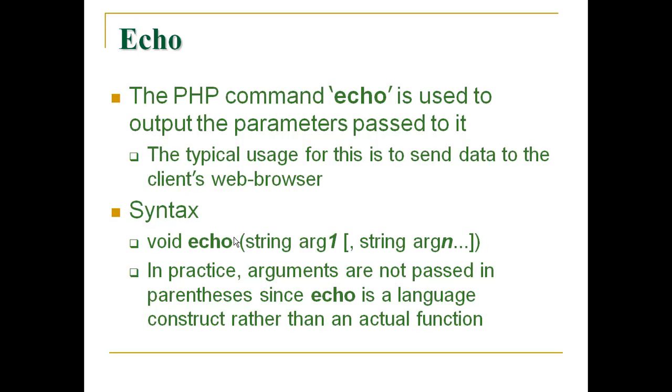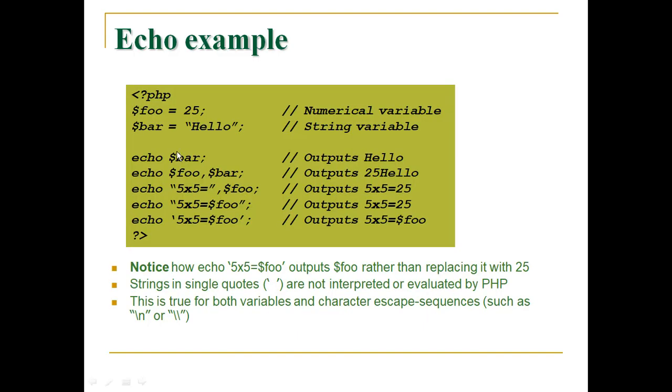Echo. How to display your output in the browser. In PHP, to display anything in the browser, you just need to use the echo function. The PHP command echo is used to output the parameter passed to it. The typical usage for this is to send data to the client's web browser. Echo $bar, echo $foo, echo this statement. You can use echo to just send the output to the browser.